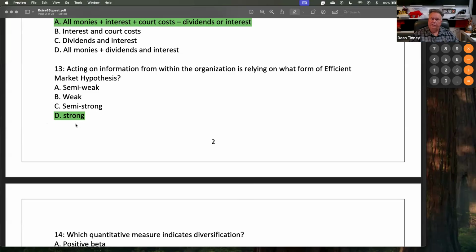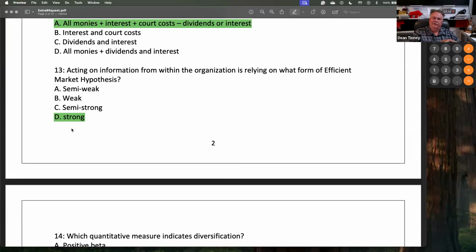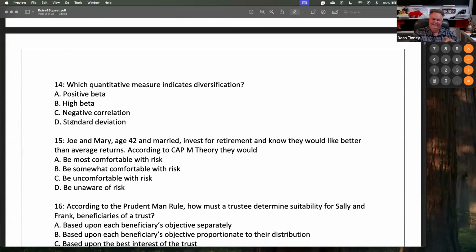I think you're going to get the weak form, and I think you're going to perhaps even get the strong form. Weak form, technical analysis doesn't work. Strong form, nothing works. And this is an area where I just don't think Brian is spot on as he is in other areas. So it's just weak, semi-strong, and strong, right? There's no such thing as semi-weak. That's just bad form.